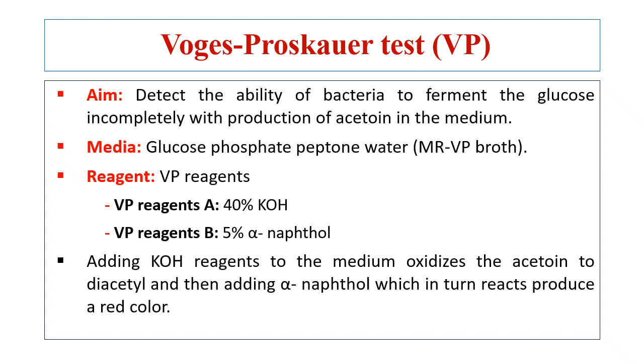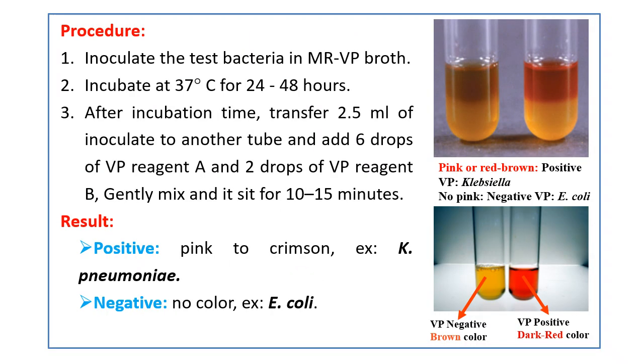naphthol. We add the first reagent A to the media. This reagent oxidizes the acetoin produced by bacteria to diacetyl, and then we add the second reagent B, alpha naphthol, which reacts with this product and produces the red color. The procedure of this test: we inoculate bacteria in a broth, methyl red Voges-Proskauer broth, and incubate it at 37 for 24 to 48 hours.